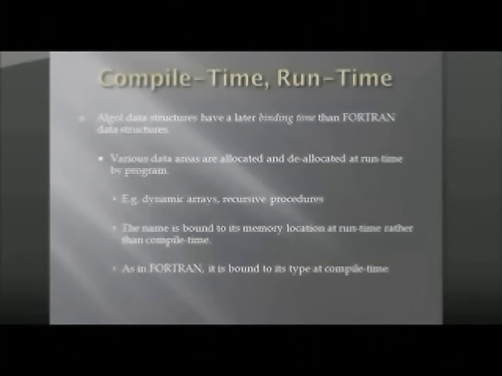Compile time, runtime. In Algol, data structures have a later binding time than Fortran data structures. In Algol, data memory is allocated at runtime, but in Fortran it is allocated at compile time. So various data are allocated and deallocated at runtime by the program in Algol. The name is bound to its memory location at runtime rather than compile time.